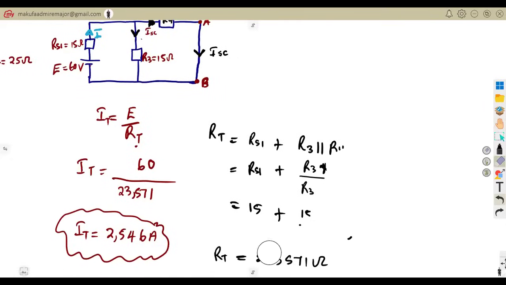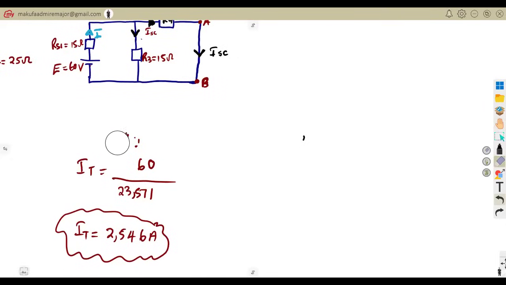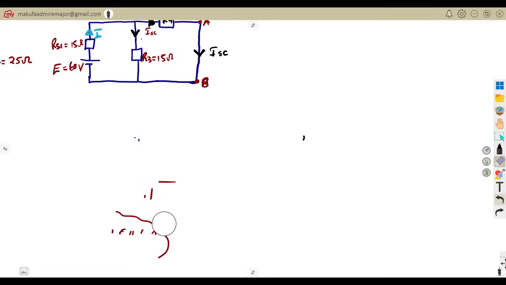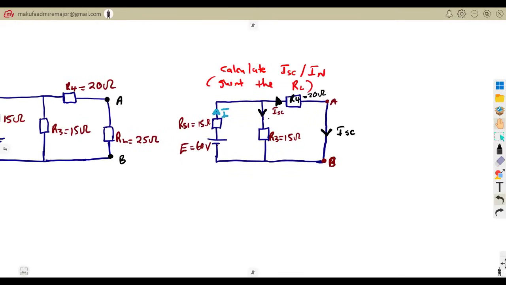So that was it, guys. You see now that all these calculations are supposed to be shown. You're supposed to show all these calculations. So we calculated our short circuit current, or our Norton's current, and from this we obtained 1,091 amperes. Let's move on.